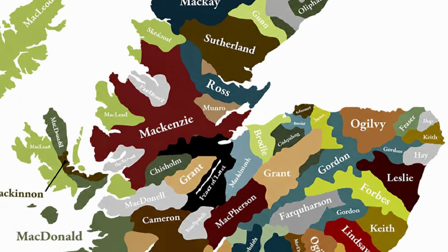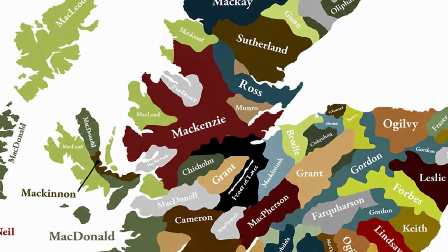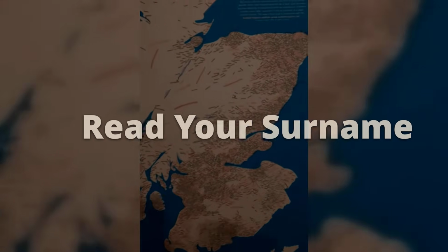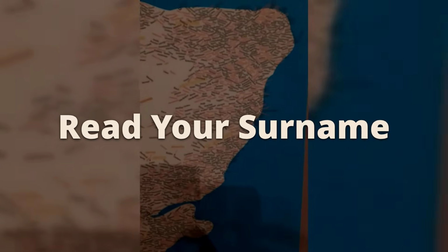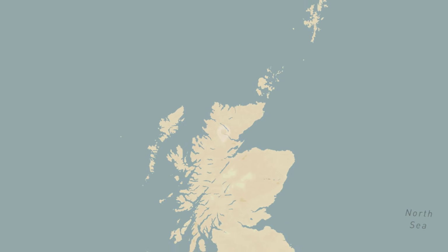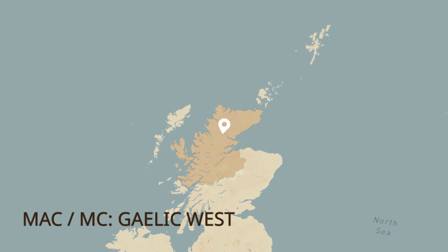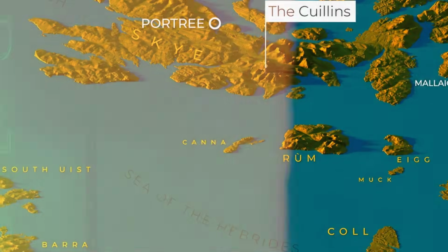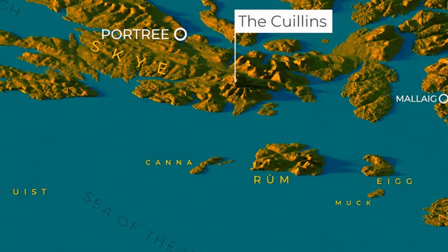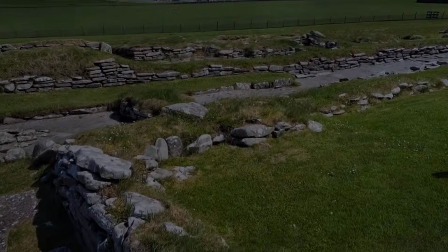survived. The map in your name, how to read your own surname. Now that we've covered all 6 regions, let me give you the tools to read your own surname. If your surname begins with Mac or Mc, your family almost certainly originates from the western coast, the Hebrides, or the central and northern Highlands, the Gaelic-speaking world. The further north and west your family traces, the more Norse influence you may also have.